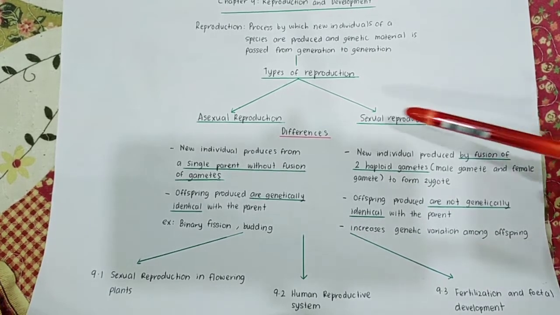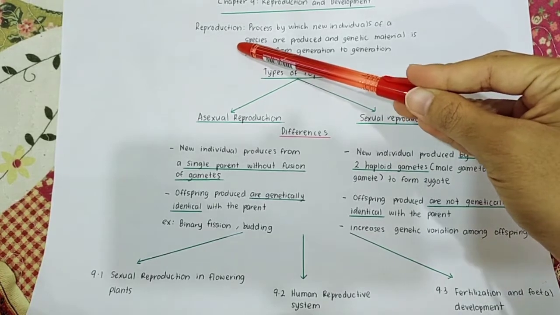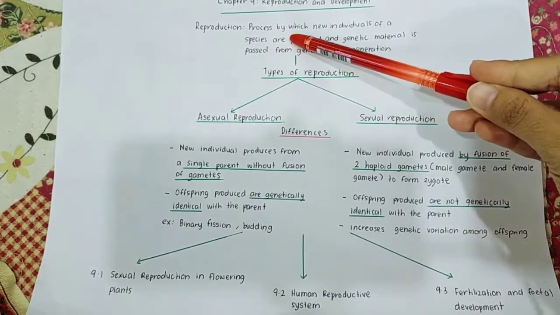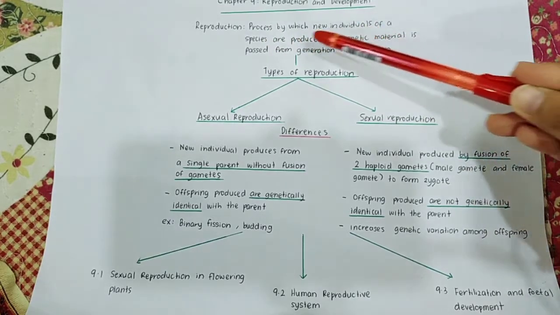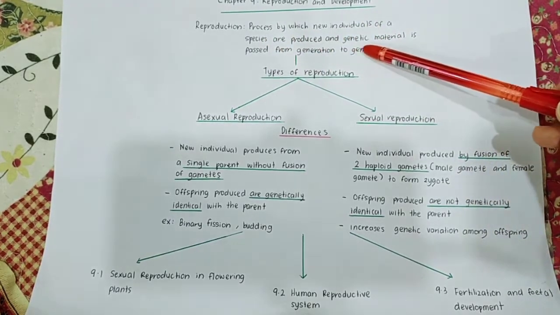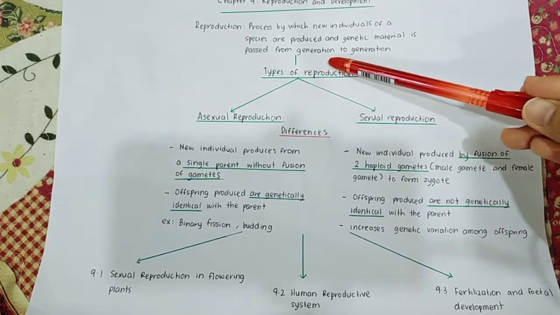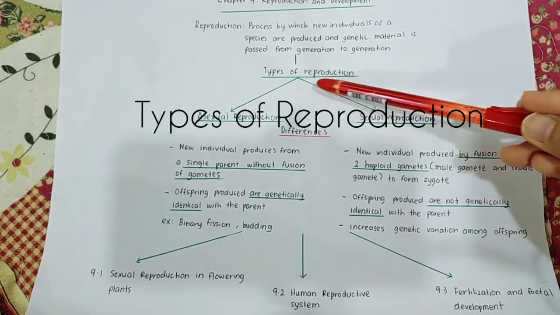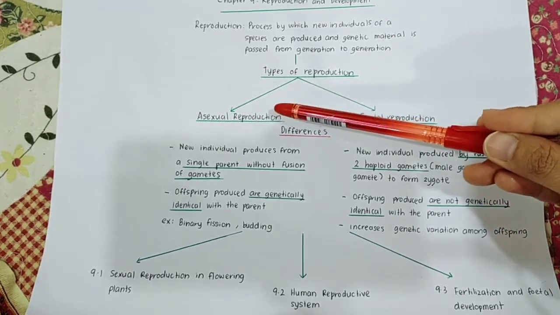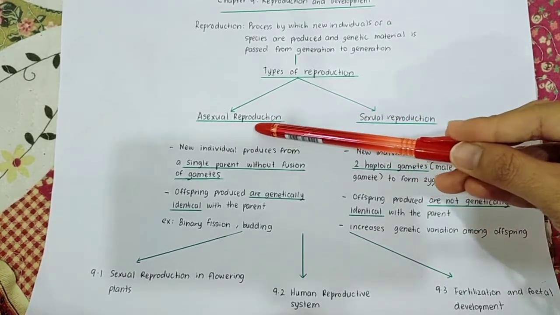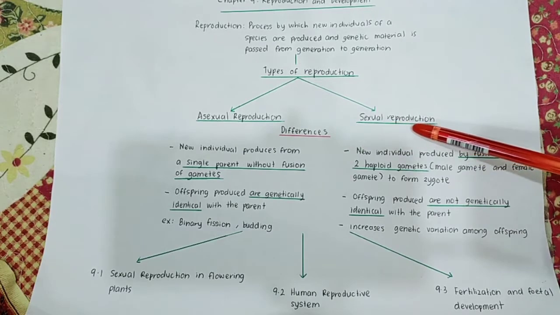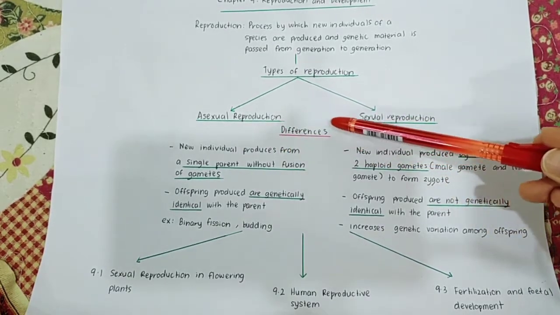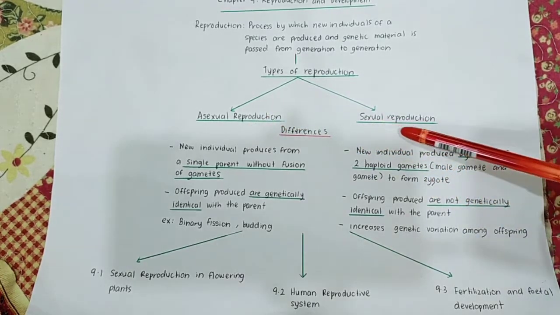Okay, so first kita tengok dulu what is reproduction. So this is the definition of reproduction. Reproduction means the process by which new individuals of a species are produced and genetic material is passed from generation to generation. Based on types of reproduction, it will divide into two types: the first one, asexual reproduction, second, sexual reproduction. So kita tengok dulu what are the differences between asexual and sexual reproduction.